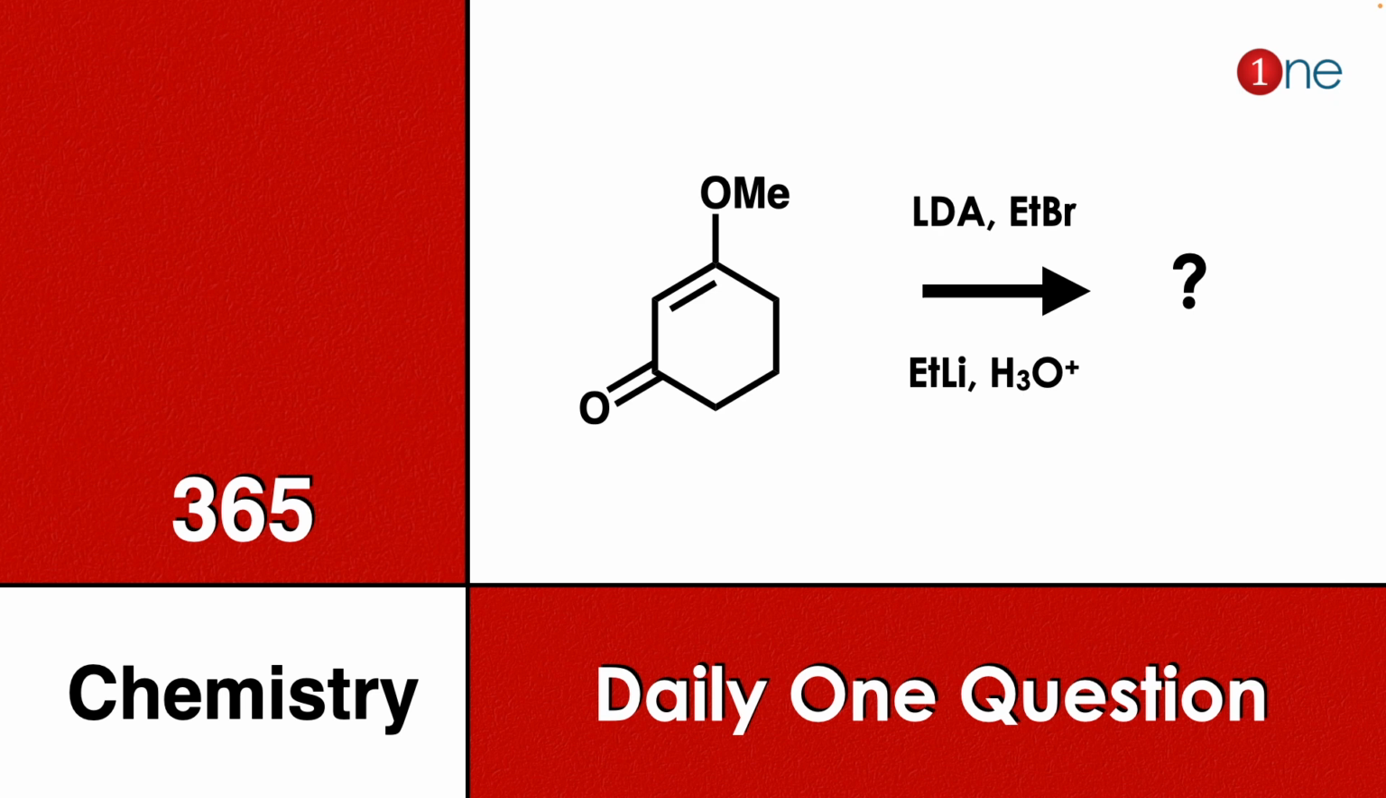A series of cyclohexanone, and it has an alkene and an O-methyl group. You are reacting with LDA and ethyl bromide. Further, you are reacting with ethyl lithium and acid hydrolysis. You have to guess what will be the final product.